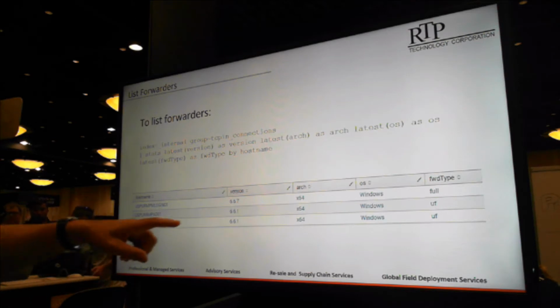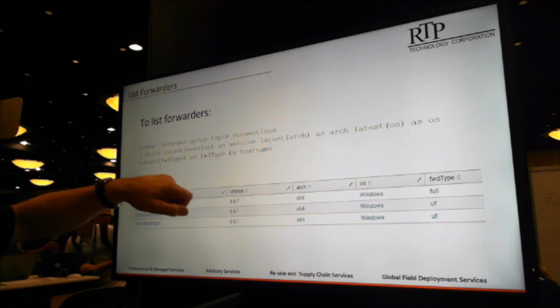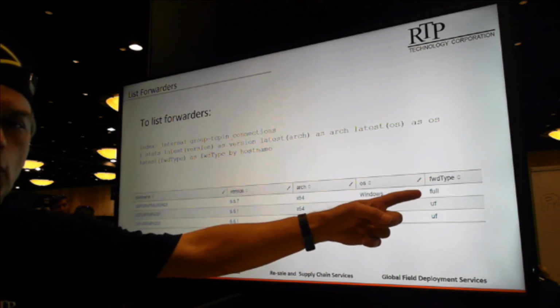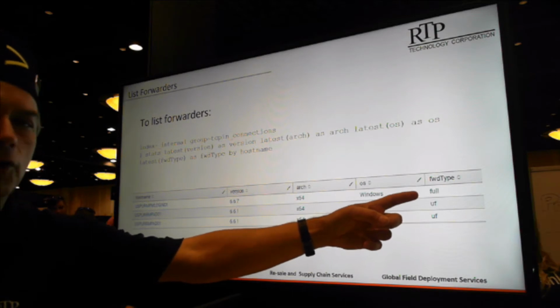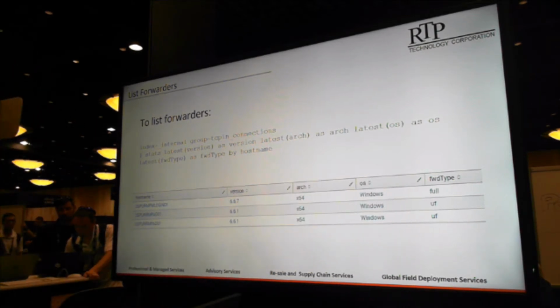And a very good thing to find out, as we see from the forward type attribute, you can tell if you're running a heavy forwarder, which Splunk calls a full forwarder, or a UF, which is a universal forwarder. And the distinction, of course, being the full forwarder is capable of much more than a universal forwarder is.